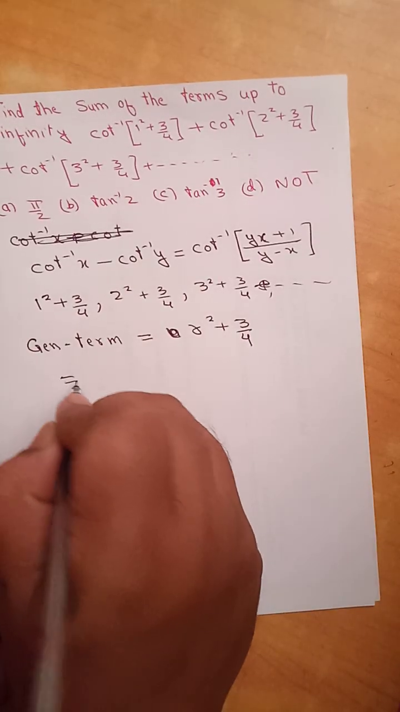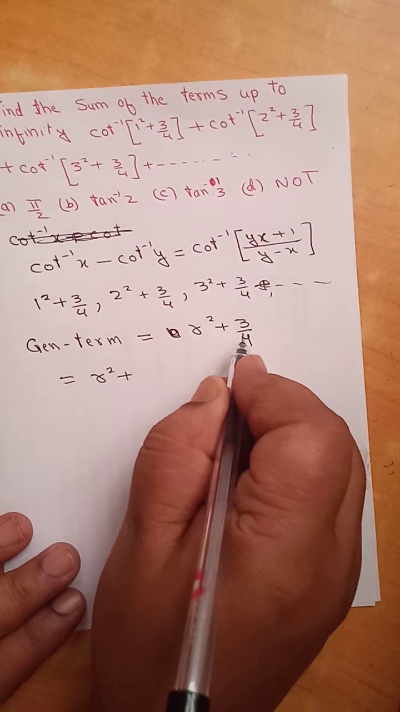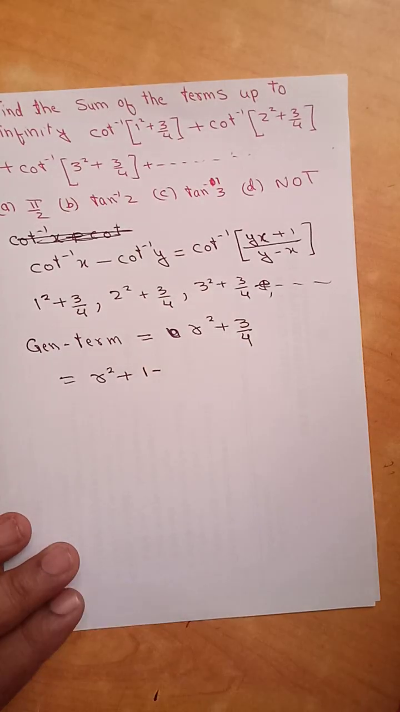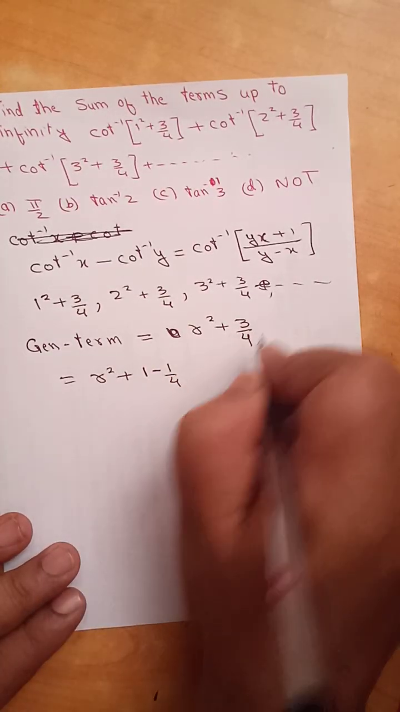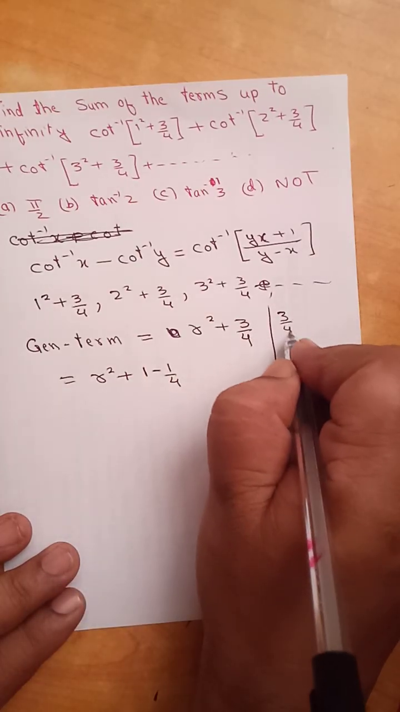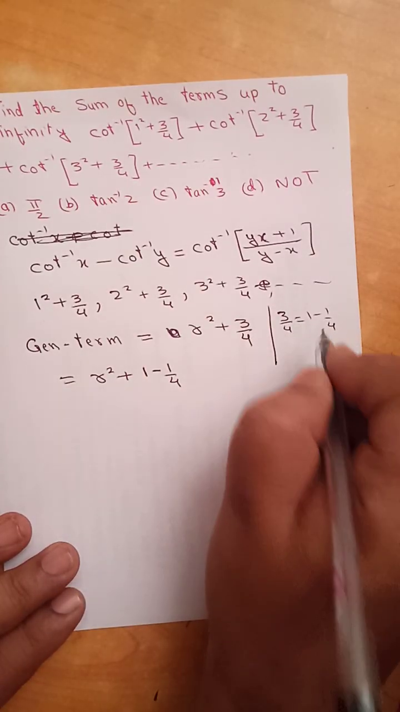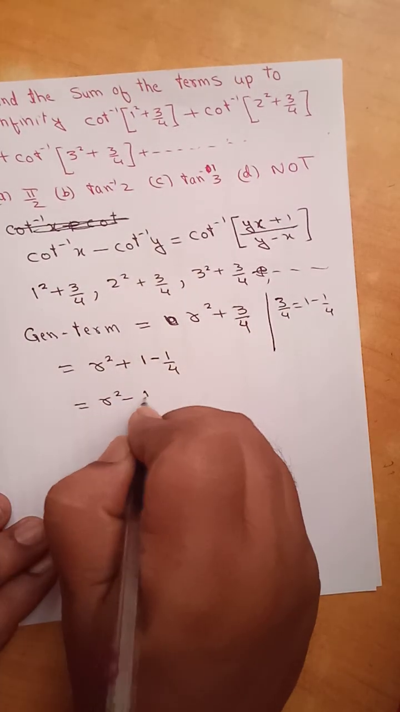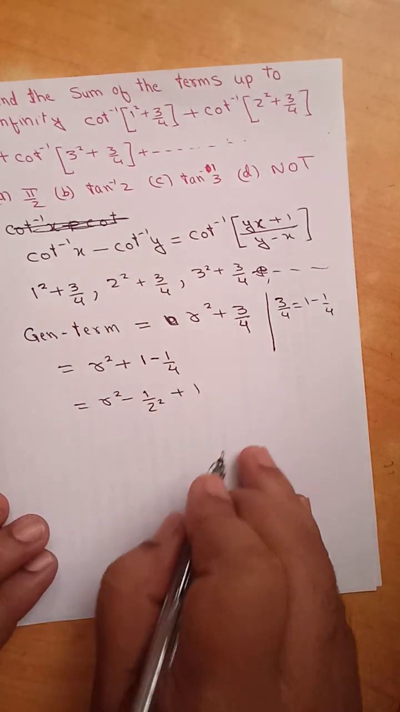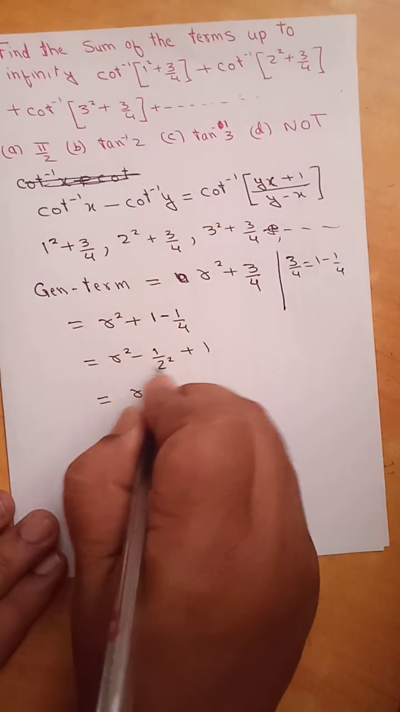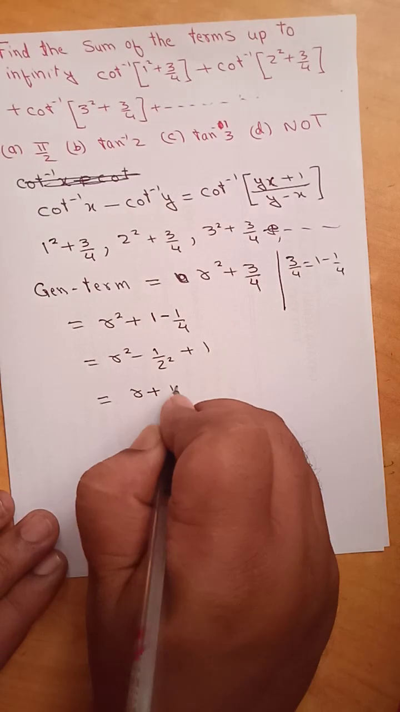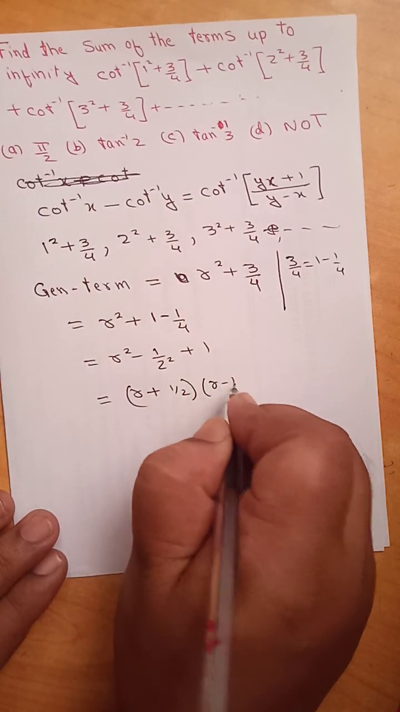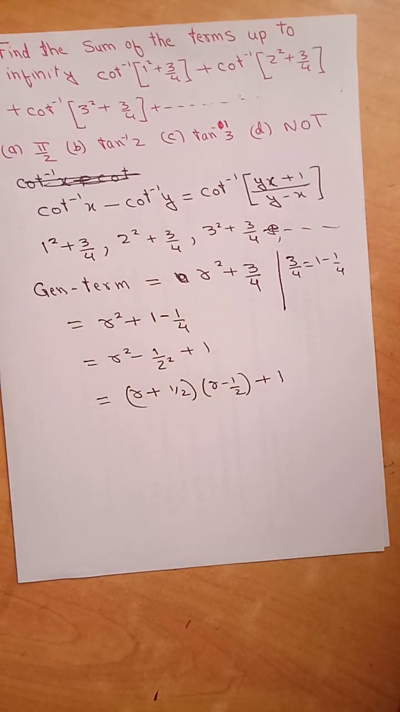Here r square plus 3 by 4 can be written with 3 by 4 equal to 1 minus 1 by 4, since 1 by 4 plus 3 by 4 is equal to 1. So it is r square minus 1 by 4 plus 1, which can be written as r square minus (1 by 2) square plus 1. This will be in a square minus b square form: (r plus 1 by 2) into (r minus 1 by 2) plus 1. I will write like this.